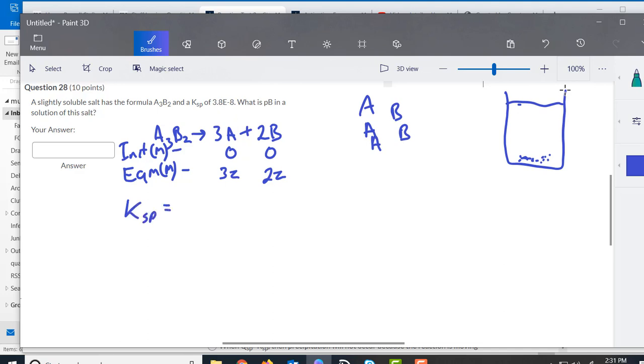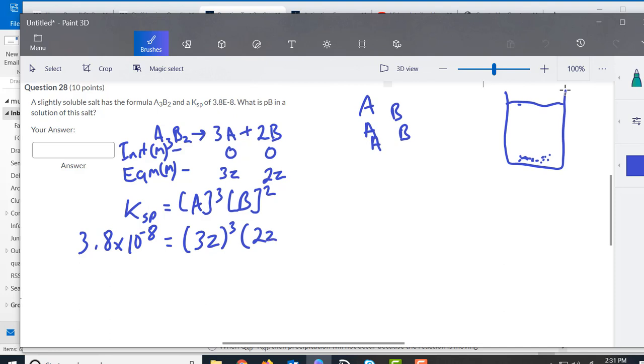Ksp is going to be A to the power of 3, B to the power of 2. So it's just going to be A to the power of the coefficient times B to the power of its coefficient. We go ahead and plug in our values as they appear at equilibrium. 3.8 times 10 to the negative 8 equals (3Z) cubed. Now the whole thing is cubed, and (2Z) squared, and the whole thing is squared. I will show you the full working here.